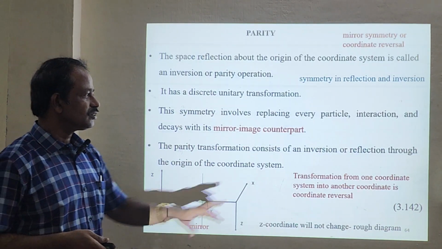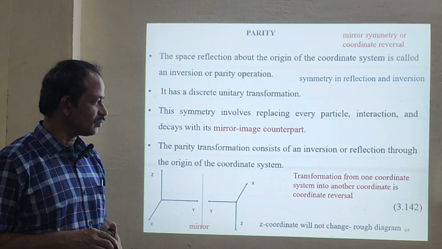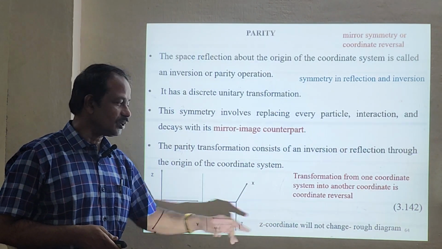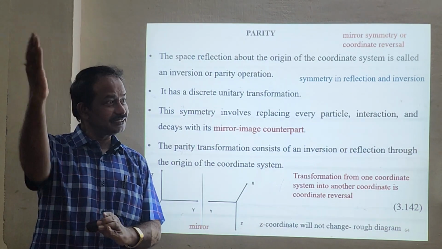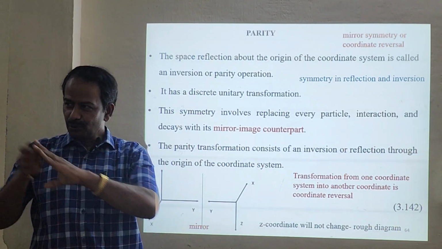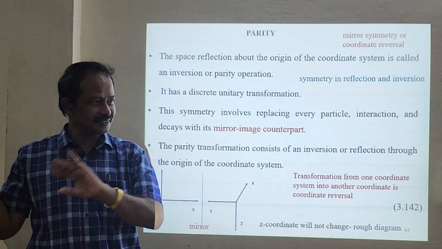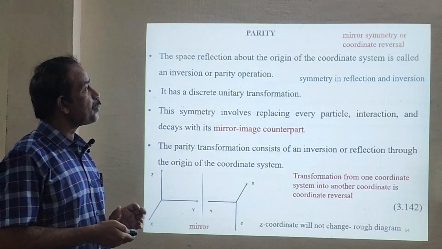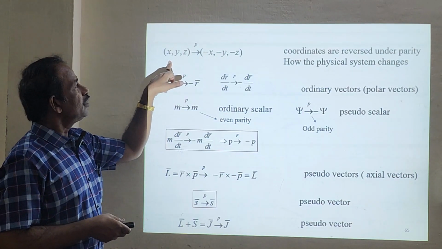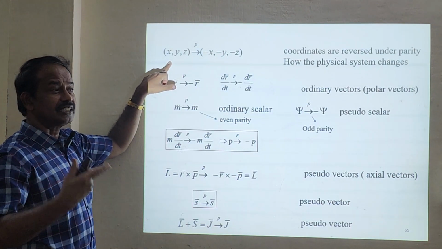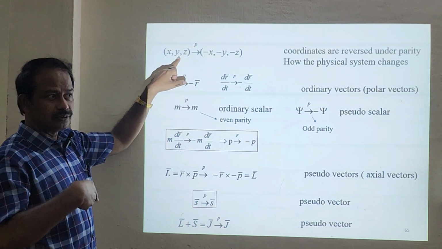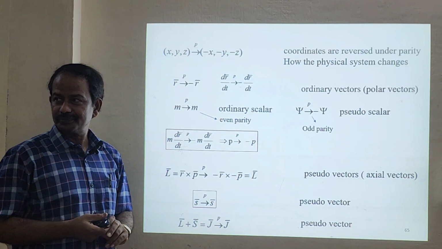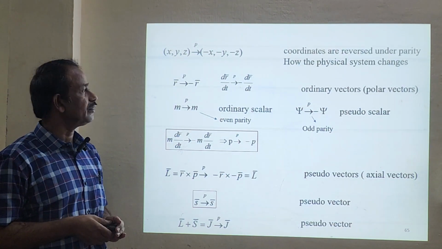So the mirror image, the transformation from one coordinate system into another coordinate system, we call a coordinate reversal. Of course, we know the z coordinate will not change in front of the mirror. Only this alone will be changing, from this side to that side. That's why we call this coordinate reversal. So under parity operation, parity transformation, x, y, z goes into minus x, minus y, minus z. This is just an idea.